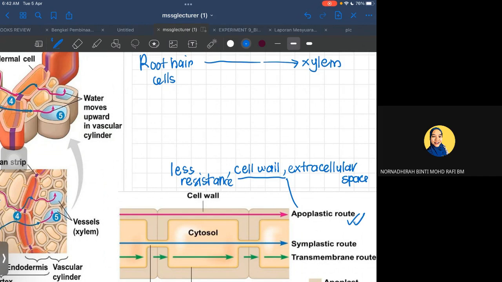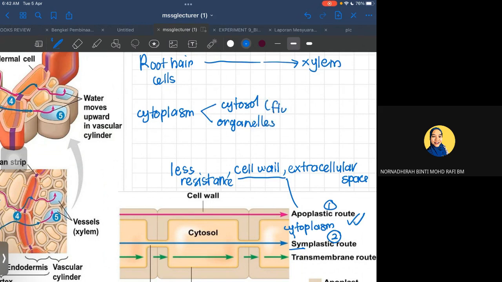Okay, and then the second one is symplastic route ataupun symplastic pathway. This is the second way, okay, second pathway. Symplastic route, sim ni sebenarnya dia melibatkan cytoplasm. You still remember what is actually inside cytoplasm? Saya pernah bagi tahu sebelum dalam kelas kan. Cytoplasm ni dia ada basically ada dua benda lah. Yang pertama adalah dia ada cytosol and also dia ada organelle. If you still remember, kalau dia adalah cytosol ni dia macam fluid.